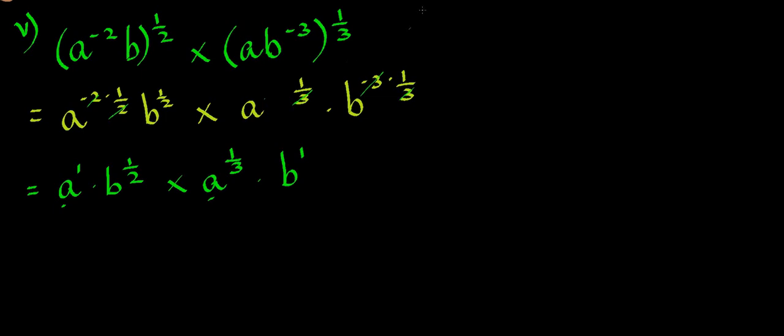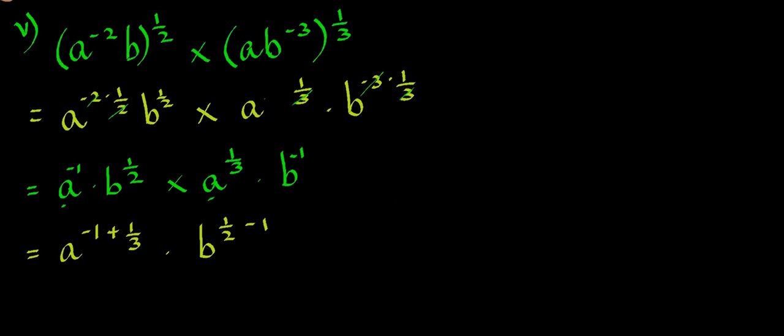So we will have, this is minus 1 over here, okay. What we will have here, we will have that is equal to a raised to minus 1 plus 1 upon 3 into b raised to 1 upon 2 minus 1.